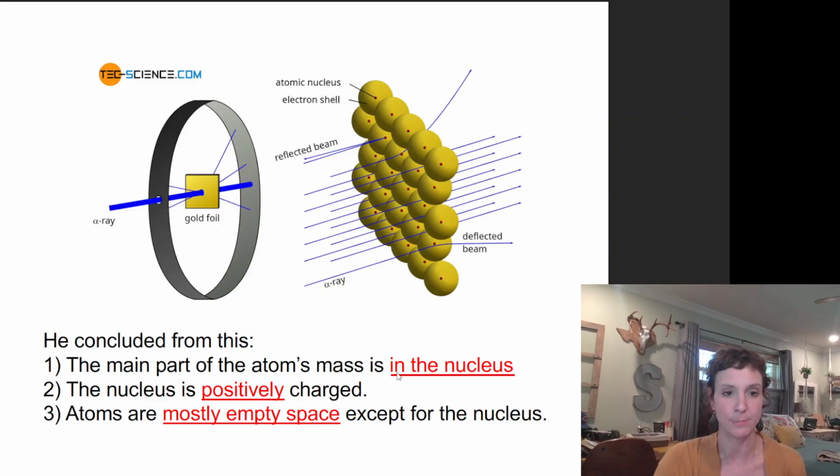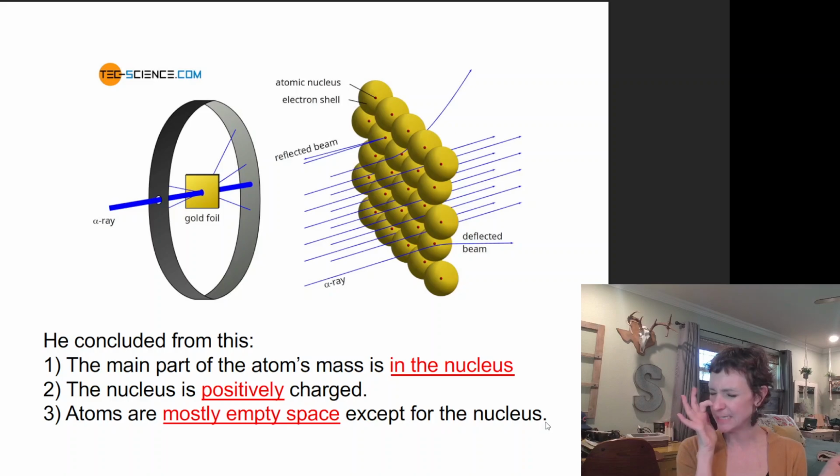Lots came out of this experiment. So he concluded that the main part of the atom's mass is in the nucleus, and that the nucleus is positively charged. And the third one is my most favorite: that atoms are mostly empty space.